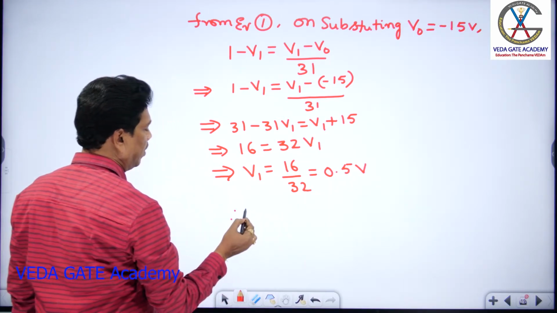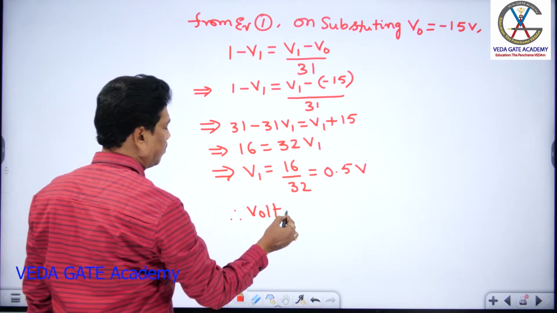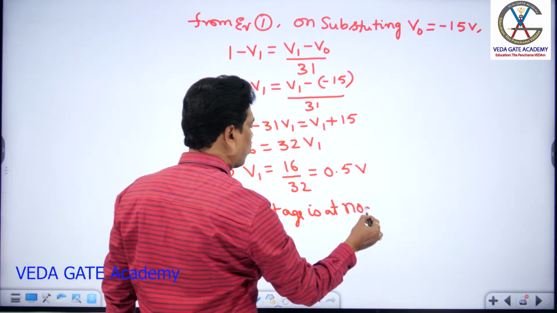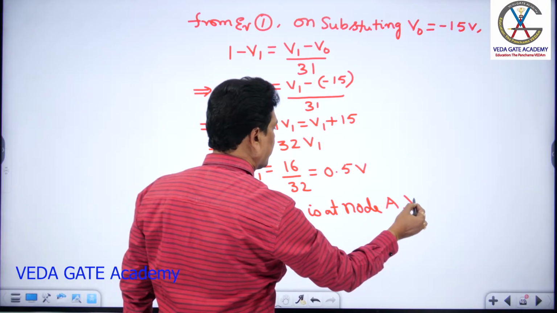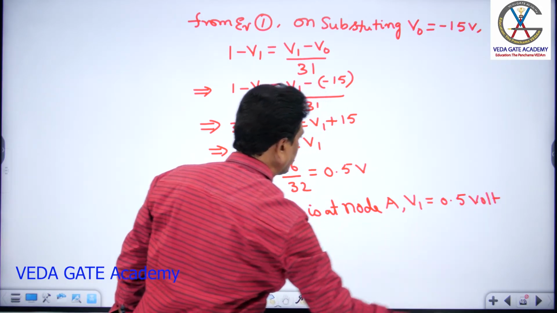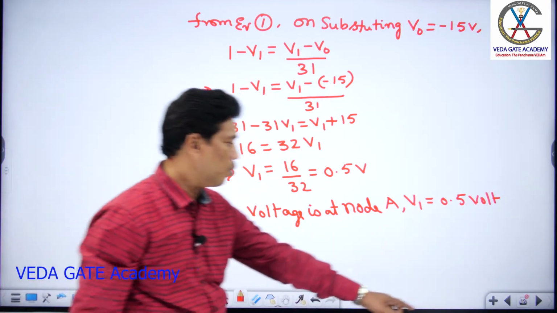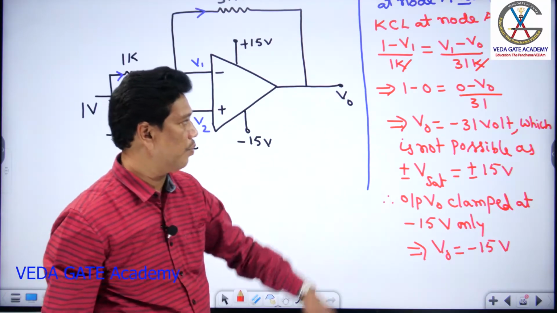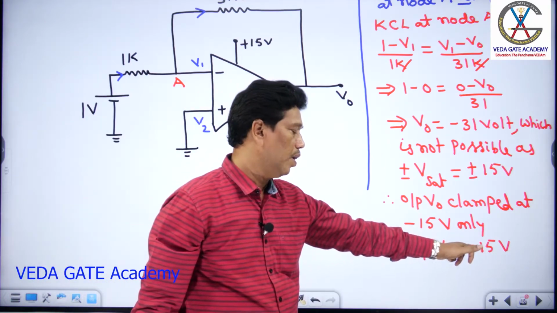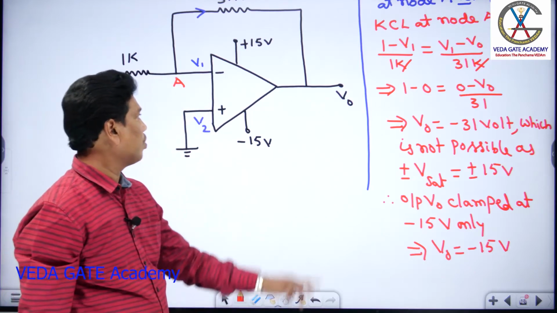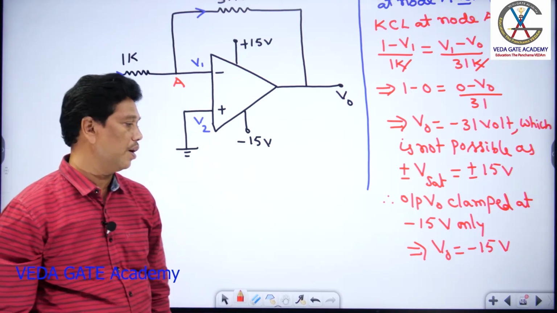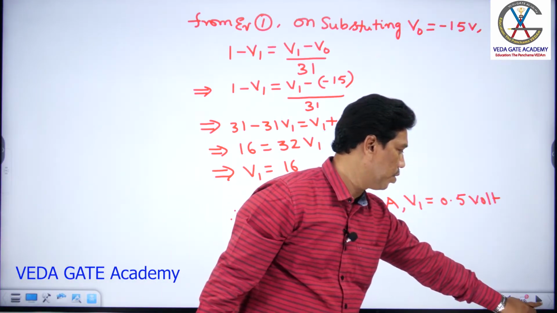Therefore, the voltage at node A is not 0 according to virtual ground. It is 0.5 volt, because the specified saturation voltages are just plus or minus 15 volt. If I apply virtual ground there, I would get the output equal to minus 31 volt, which is not allowed because of the saturation value of just plus or minus 15 volt. So the output is clamped at minus 15 volt. With that, the voltage at node A does not become 0. So that value is calculated as 0.5 volt. Okay, let's know this. So next question, you check out.